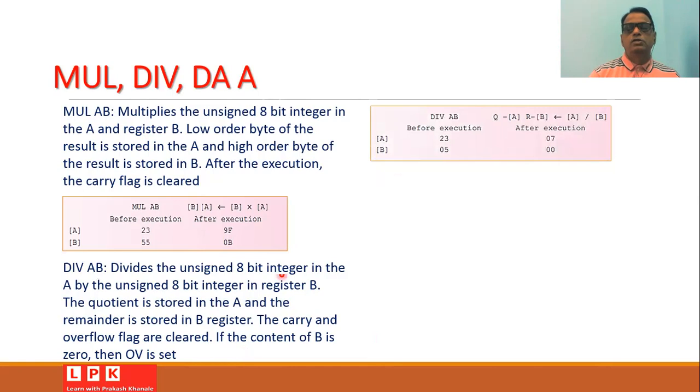So if we write the instruction DIV AB and suppose A has 23 and B has 05, after execution, we will get the result as 0700, because 23 hexadecimal is equal to 35 decimal, and therefore when we divide it by 5, we will get the result equal to 7.